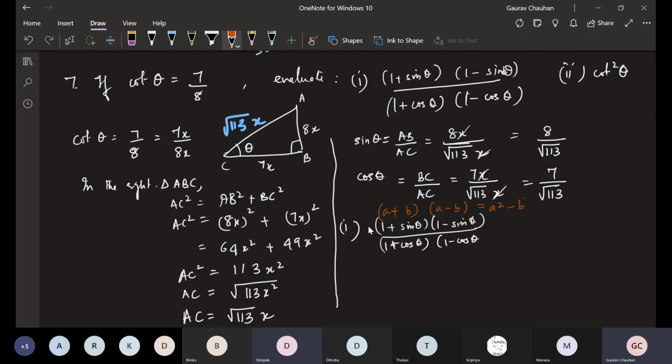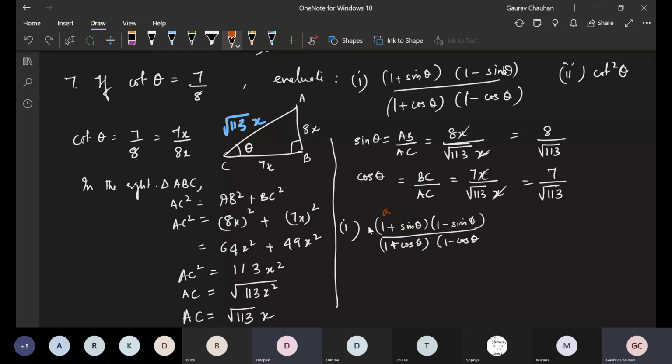Okay, a square minus b square. This identity is coming in both the numerator and the denominator of this thing, so we can do it separately. Numerator also is a plus b, a minus b. Denominator also x plus y into x minus y. Just think like that and do the whole thing keeping that in mind.